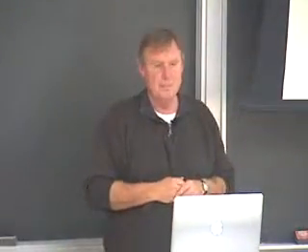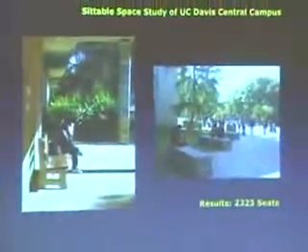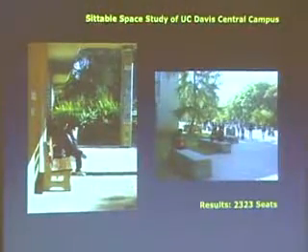Does this include sitting on the grass? No. Sittable space, central UC Davis campus. I feel like I'm dramatic here. 2,323 seats, more than the downtown. So the campus actually stands up pretty well.